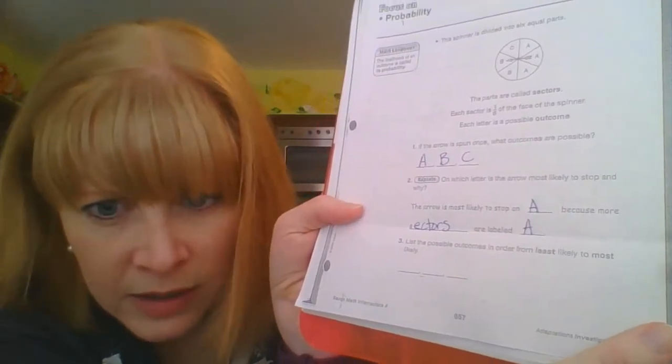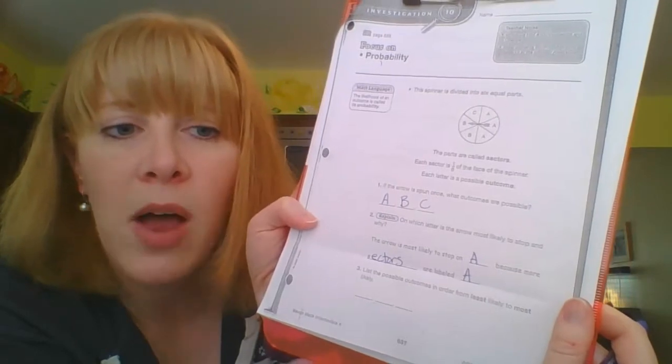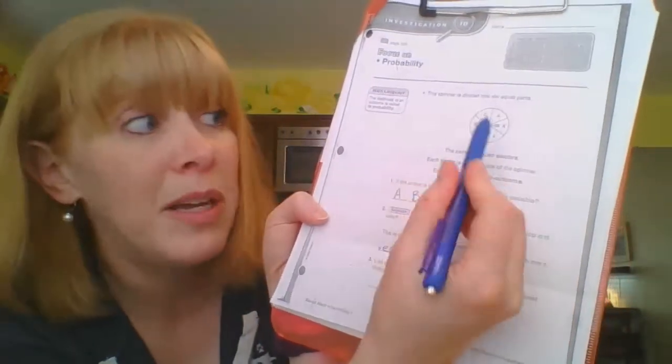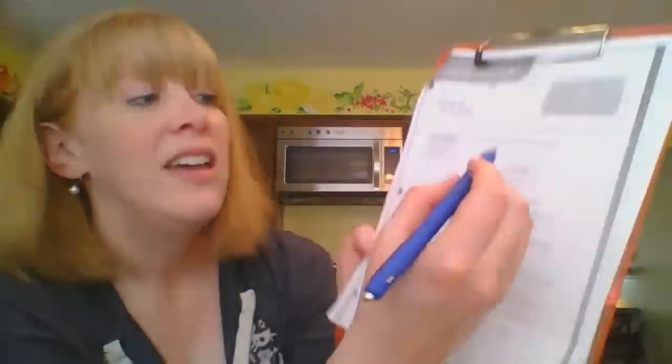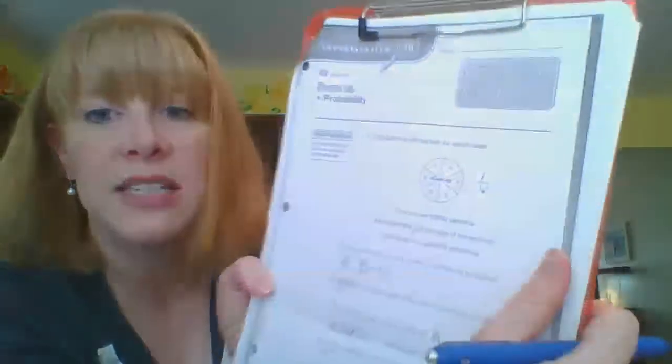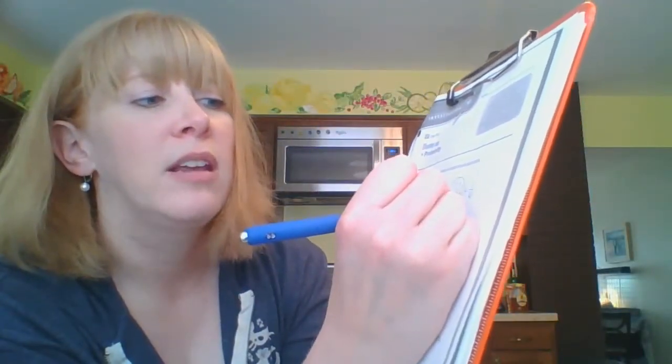So number 3 in your investigation, I'm going to put this back on the clipboard, says list the possible outcomes in order from least likely to be spun to most likely to be spun. So which one of those has the smallest amount of possible outcome? The C, because only 1/6, its probability is 1 out of 6 chances that you're going to get a C. 1/6 would be the smallest fraction.